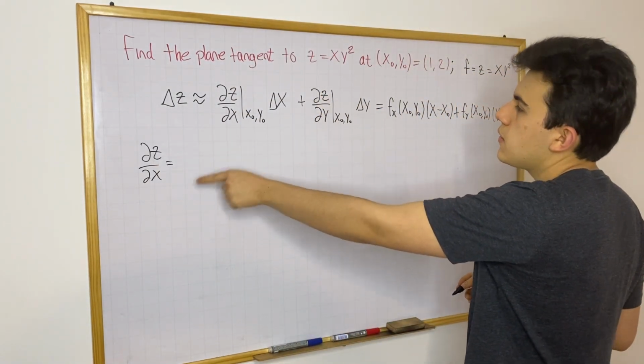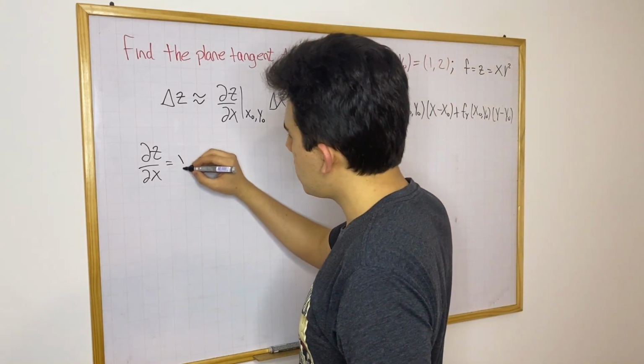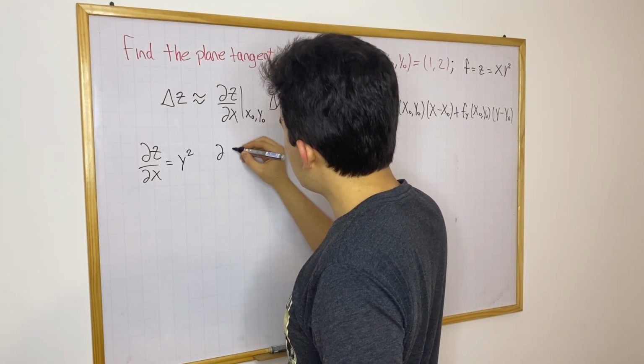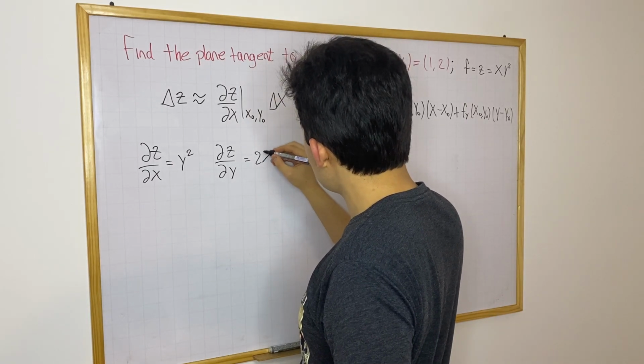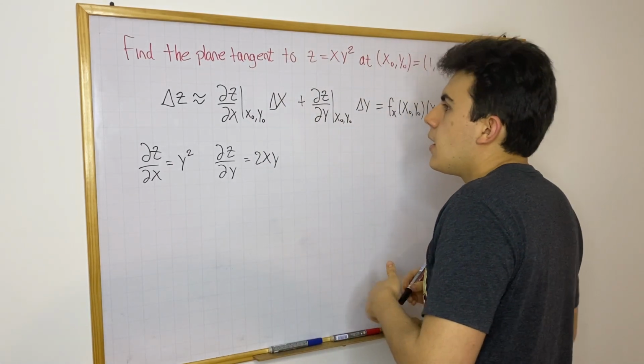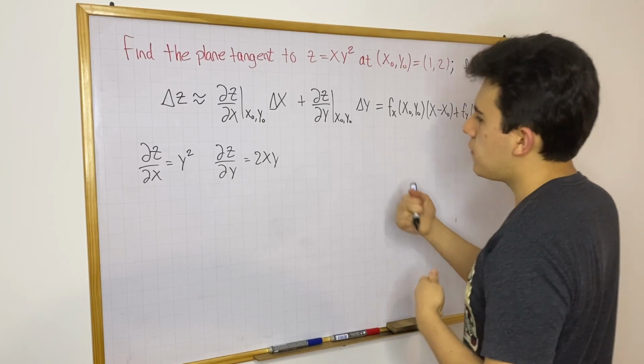So if we differentiate with respect to x, well, that's just going to be y squared. Now let's do partial c with respect to y. And we know that this is going to be 2xy, okay? Now, using this expression, we have the following.